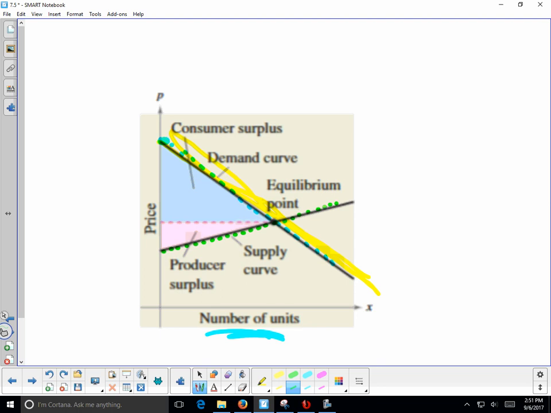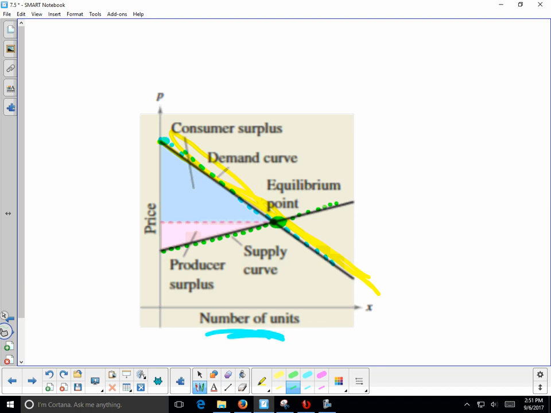So now I have these two places. This place here where they intersect is called the equilibrium point. In other words, that's the point where the demand curve and the supply curve intersect. So that's like the ultimate price and the ultimate supply.